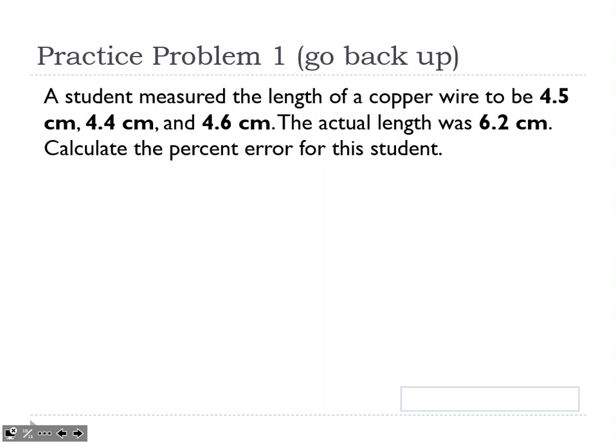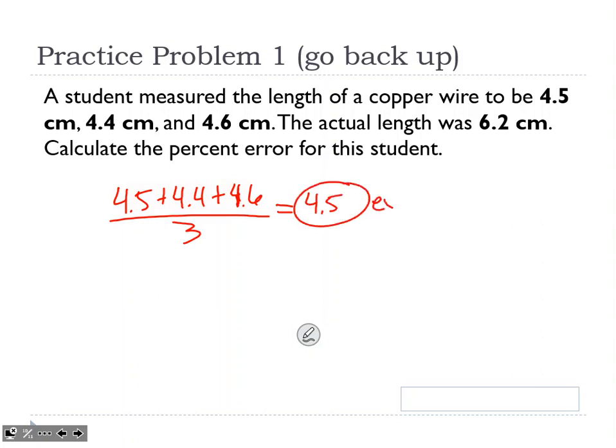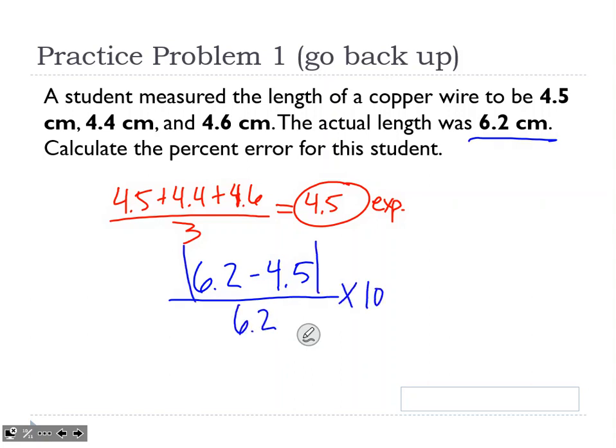So do an average first, then set it up. Okay, so we take these 4.5, 4.4 plus 4.6, and we divide that by 3, so we get 4.5. This is now our experimental value. We can plug it into the equation now, because our target value is 6.2. So 6.2 minus 4.5, absolute value, divided by the 6.2 times 100.